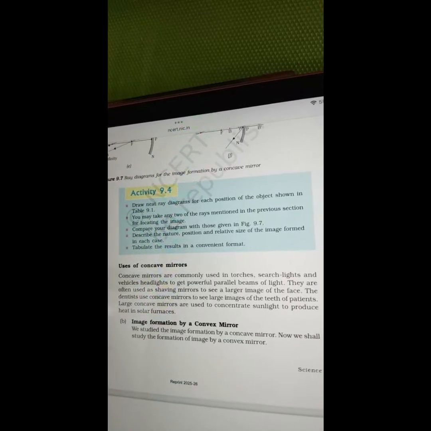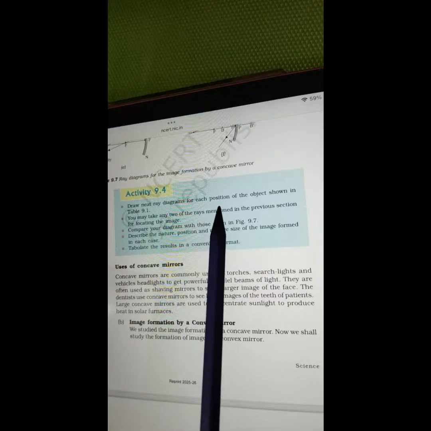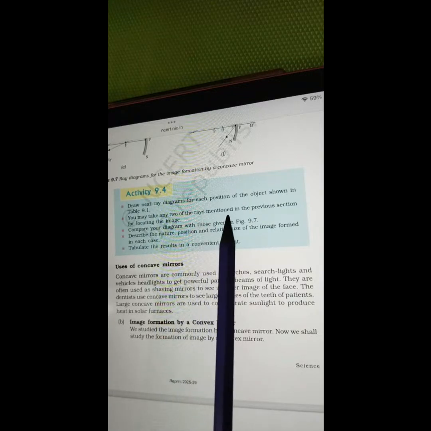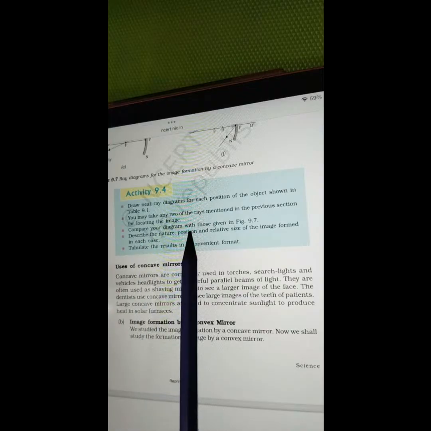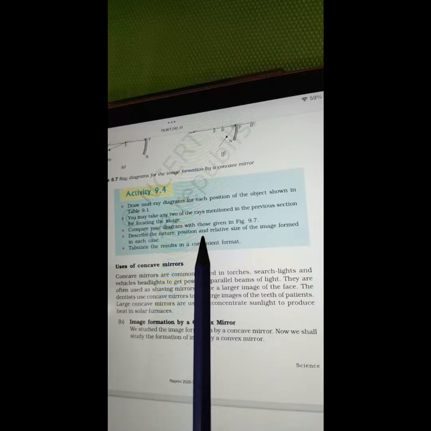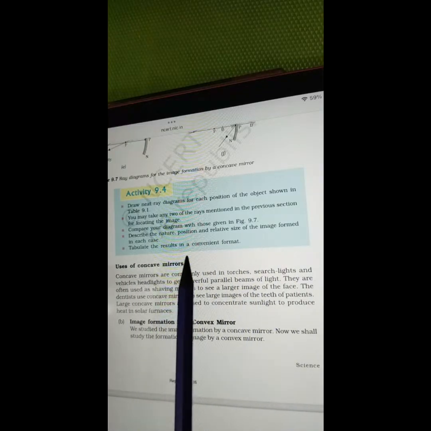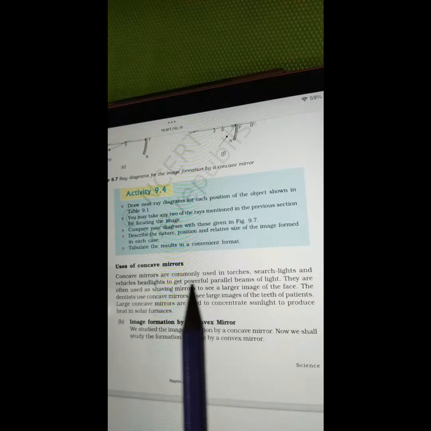Activity 9.4. Draw neat ray diagrams for each position of the object shown in table 9.1. You may take any two of the rays mentioned in the previous section for locating the image. Compare your diagram with those given in figure 9.7. Describe the nature, position, and relative size of the image formed in each case. Tabulate the results in a convenient format.